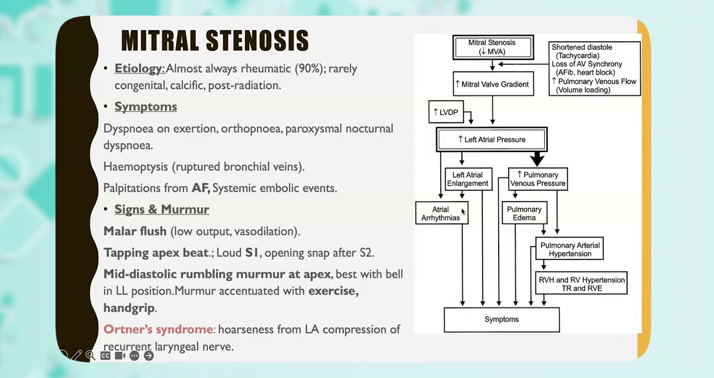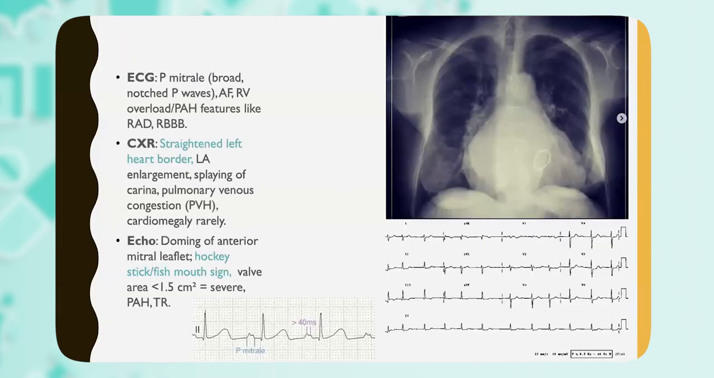Left atrial enlargement will also cause atrial arrhythmias, and stasis of blood in the left atrium will cause formation of left atrial clots and left atrial appendage clots. ECG is typically P mitral. Here you can see this is a splayed, notched P wave, which is also called P mitral. And presence of AF, atrial fibrillation, is extremely common in mitral stenosis. Features of RV overload are tall R waves in V1, right axis deviation, and RBBB.